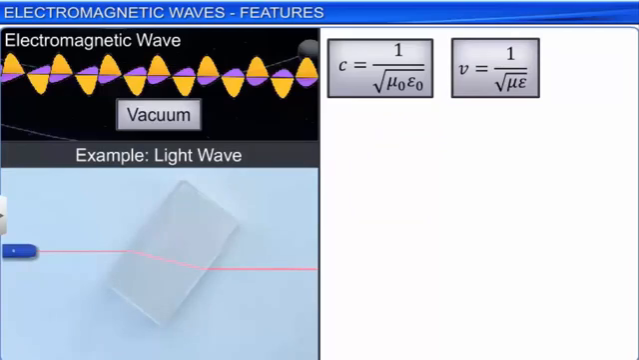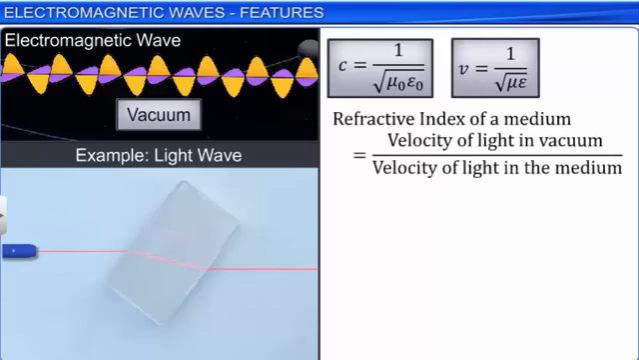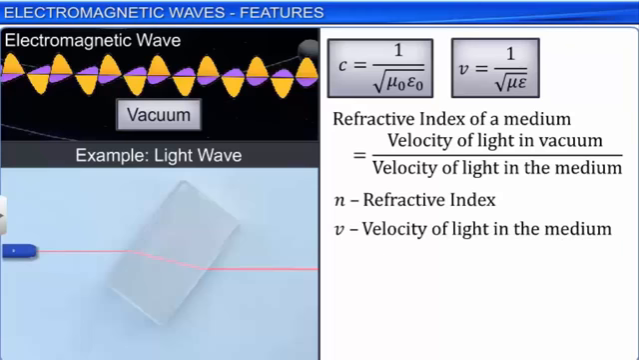Refractive index of a medium is defined as the ratio of velocity of light in vacuum or free space to the velocity of light in the medium. Consider n as the refractive index of a medium, v as the velocity of light in the medium, and c as the velocity of light in vacuum. Then the refractive index n is equal to c by v.